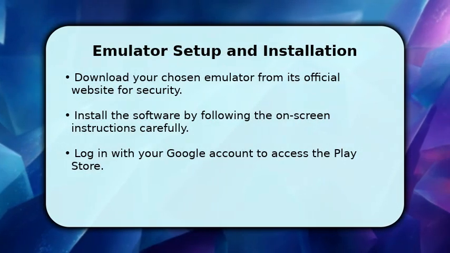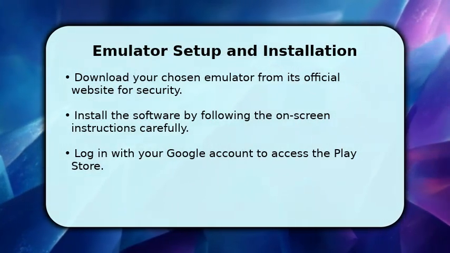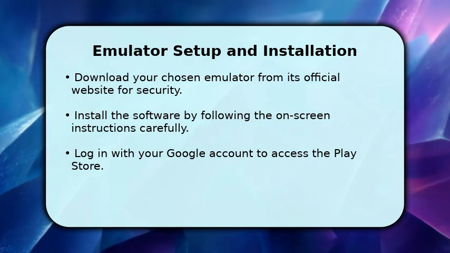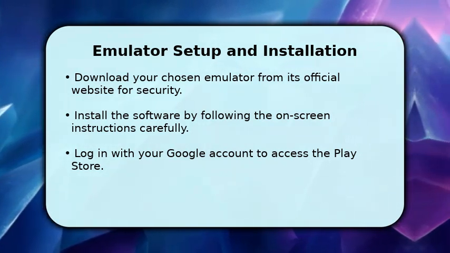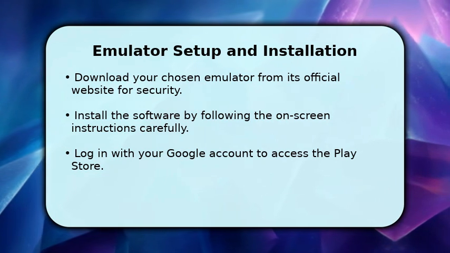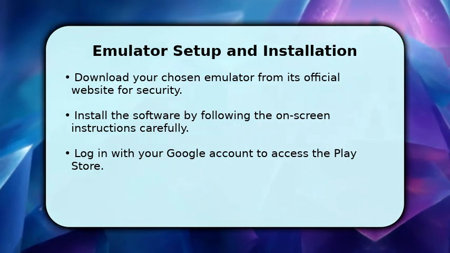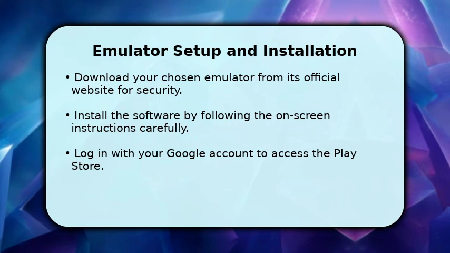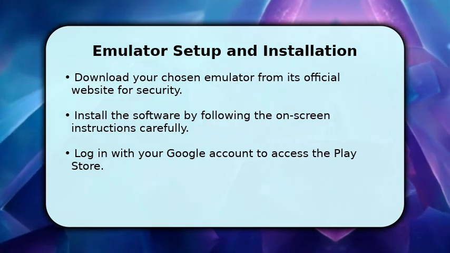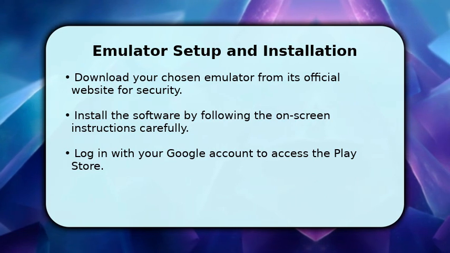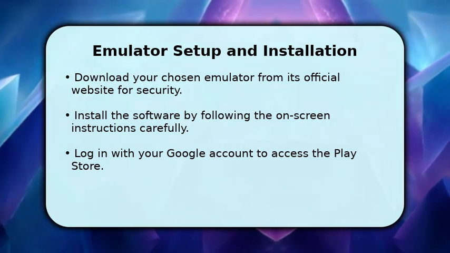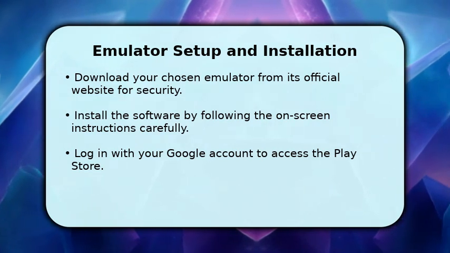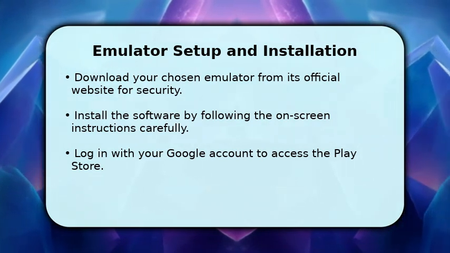Once you have chosen your emulator, the next step is installation. Download the software from its official website to ensure you get a legitimate and safe version. Follow the simple on-screen instructions to complete the installation process. After installation, you will need to log in with your Google account, just like on an Android phone. This step grants you access to the Google Play Store, where you can easily search for and install PUBG Mobile Lite onto your virtual device.